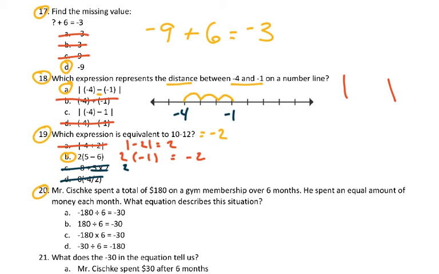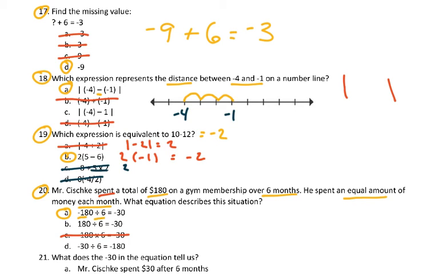Number 20 says Mr. Siskey spent a total of $180 on a gym membership over 6 months. It says he spent an equal amount each month. So that should be your clue for division. If I spent an equal amount, I divided that 180 equally between 6 months. I can go ahead and rule out the times one. It's not going to be times. So I spent 180. So I should be looking at a negative 180 divided by 6 months. So it has to be A.